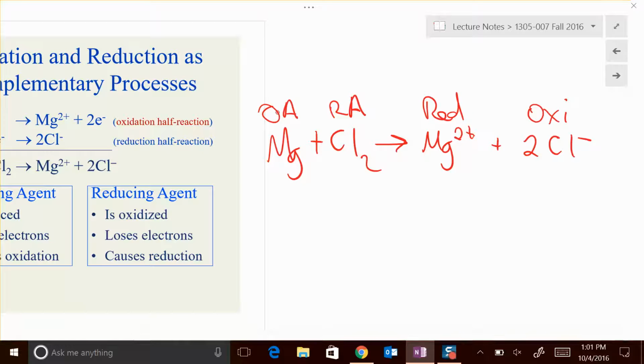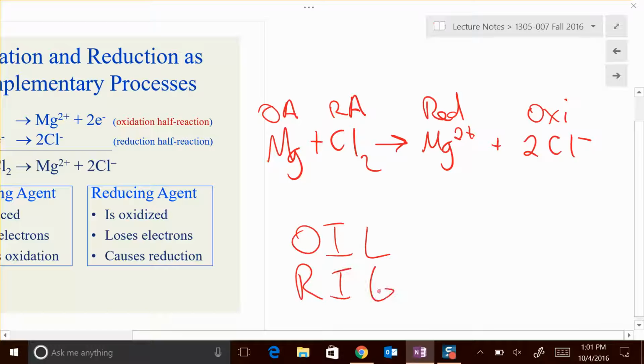So, how are you going to remember all this? Well, OIL RIG. If you remember OIL RIG, you remember that oxidation is loss of electrons, and reduction is gain of electrons. If I'm oxidized, I lose electrons. Reduction is the gain of electrons. I've been doing this all backwards, haven't I? Boy, I can't even keep it straight.